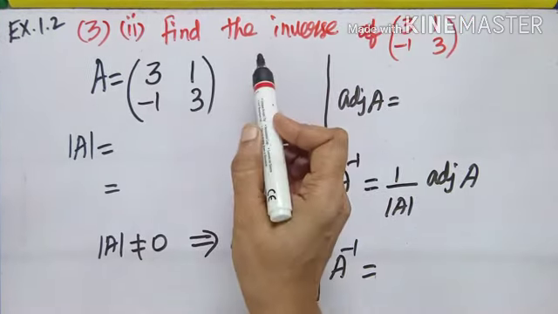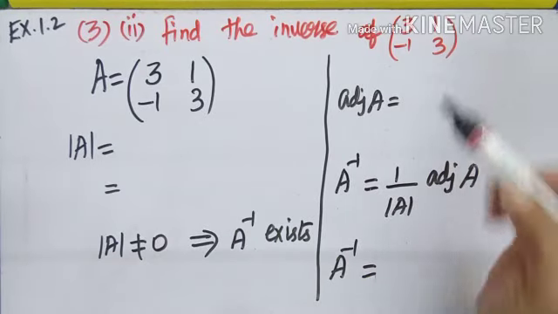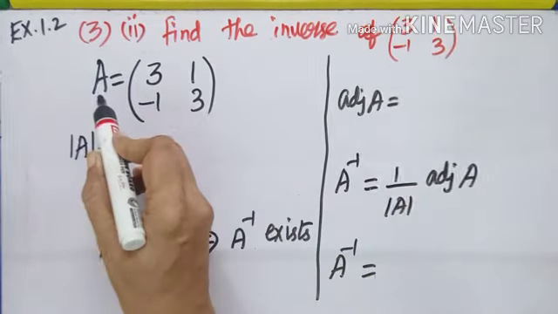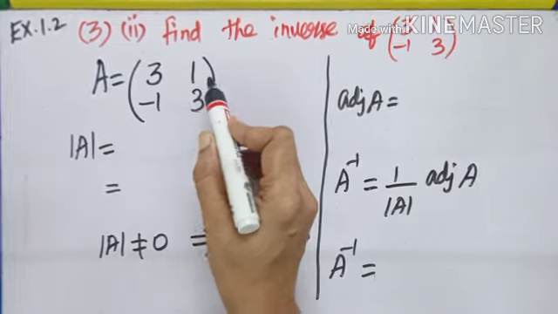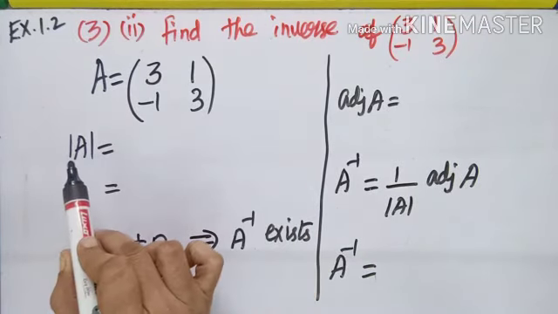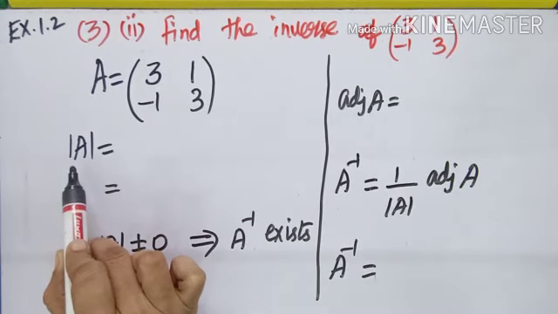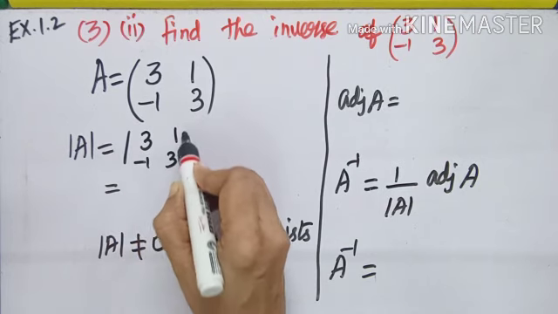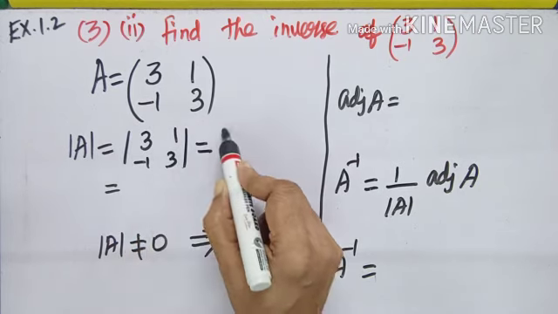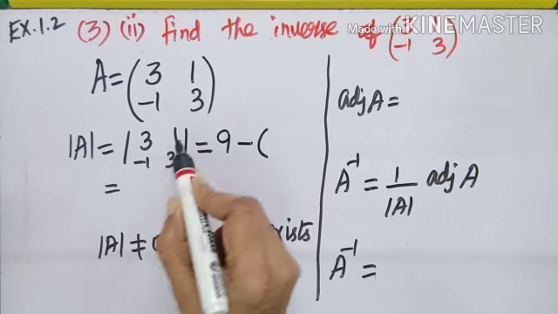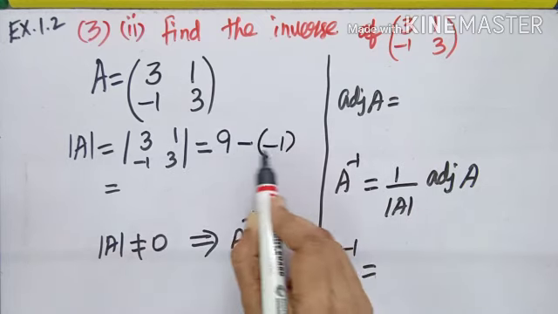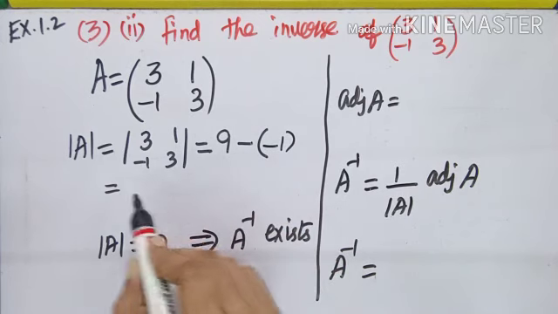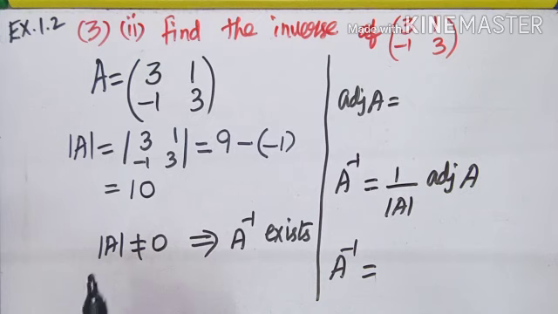Second subsection, find the inverse of 3, 1, -1, 3. Treat the given matrix as A. A equals 3, 1, -1, 3. To find inverse, the first step is to find determinant. Determinant 3, 1, -1, 3 equals 3 3s are 9 minus -1 into 1, -1. Minus of minus is plus. 9 plus 1 equals 10. Determinant A not equal to 0 implies A inverse exists.